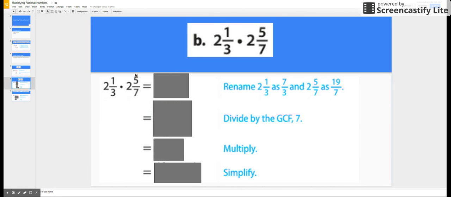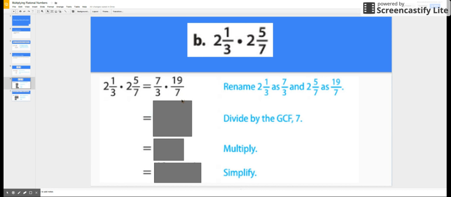Here's an example of it with mixed numbers. First, you want to rename 2 1/3 as 7/3 and 2 5/7 as 19/7. So first we want to rename them into improper fractions. Now your choice, you could either multiply the numerators and then multiply the denominators and simplify from there. You will get the same exact answer. However, I'm going to show you how to simplify first again.